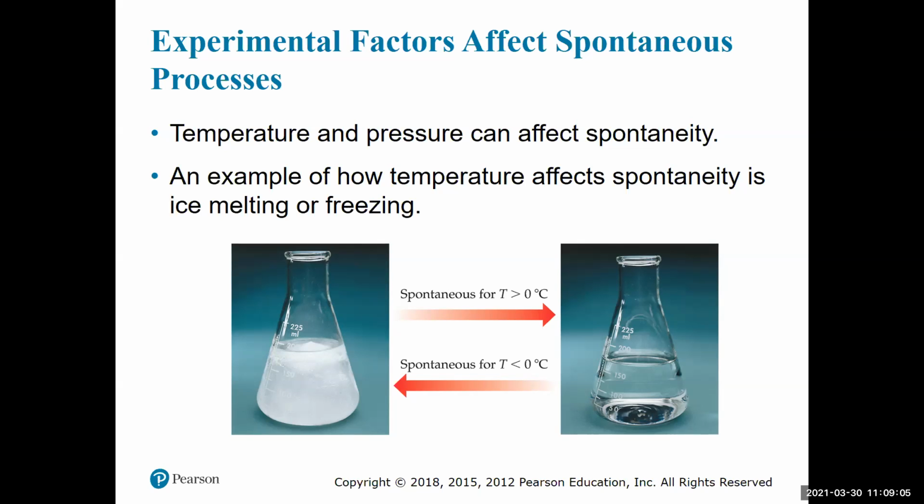So here's a case where you have water in an Erlenmeyer flask, and depending upon what the temperature is, you may or may not have a spontaneous process occurring. So that's an example of where the temperature of what you're working with determines whether it's spontaneous or not. You have similar issues with gases in terms of what the pressure is. That can help determine if it's going to be spontaneous or not.